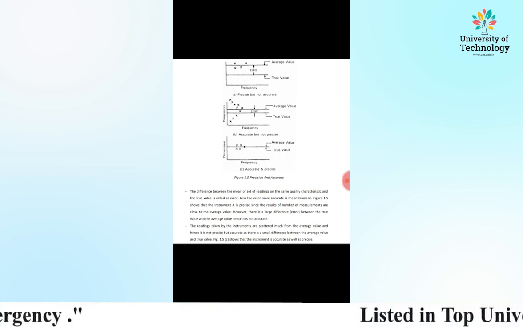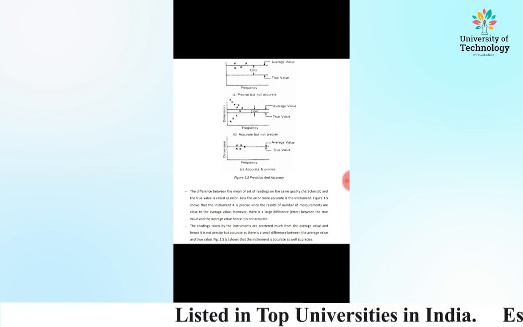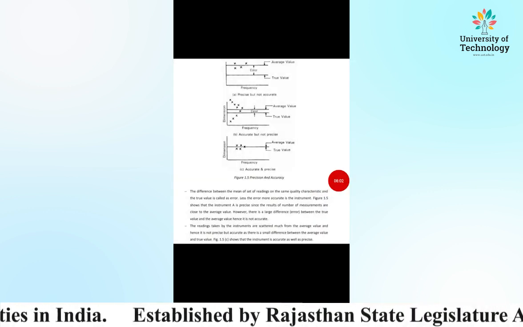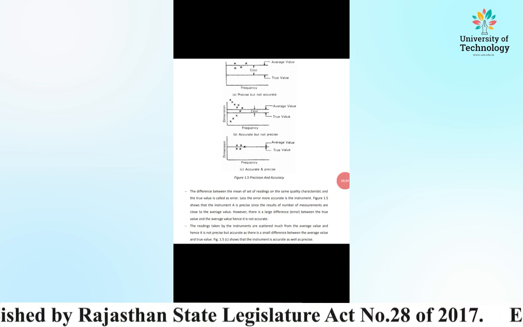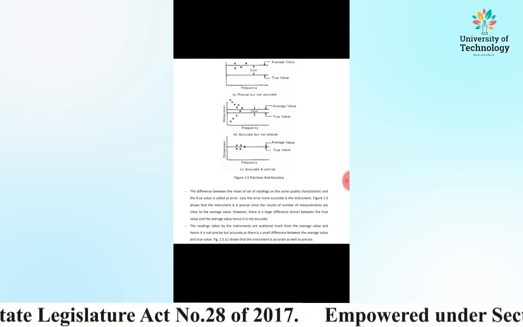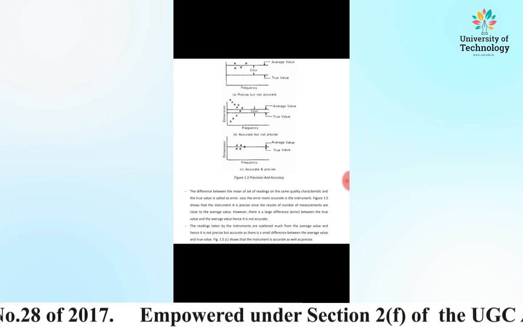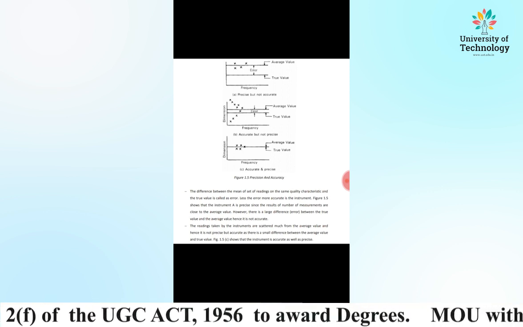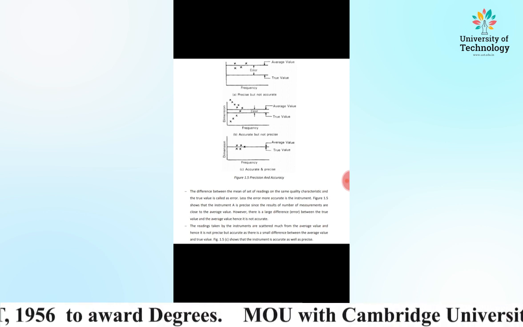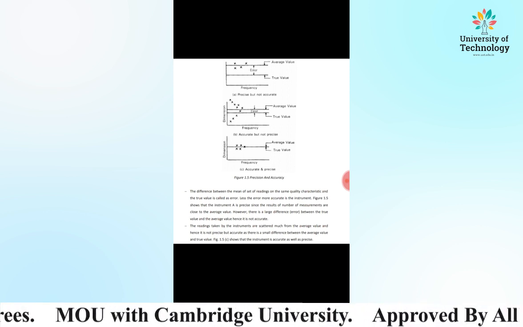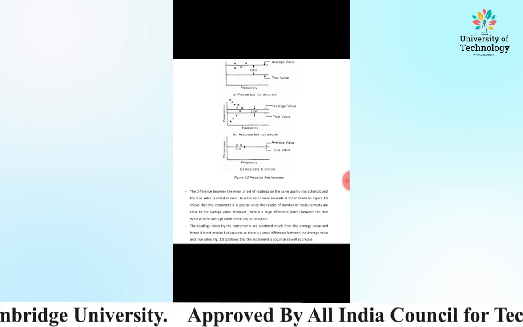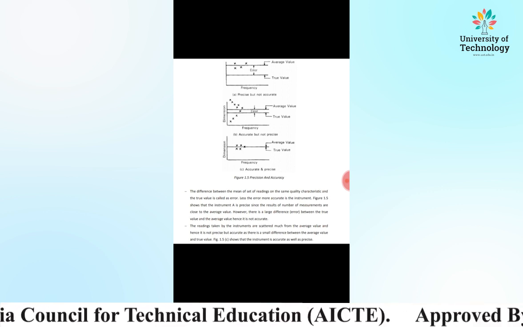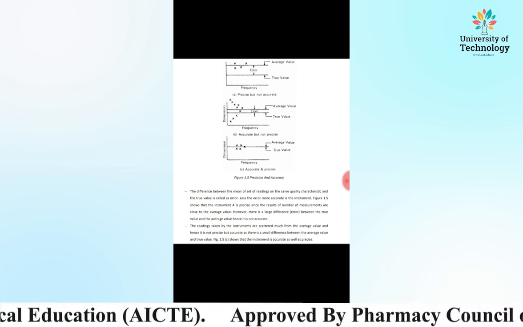The readings taken by the other instrument are scattered much from the average value, and hence it is not precise but accurate, as there is a small difference between the average value and the true value. That is the precision and accuracy. Thank you.